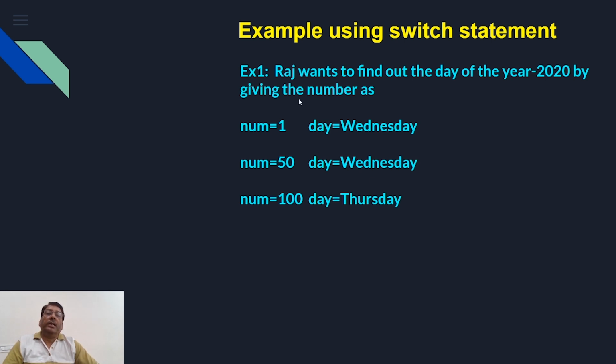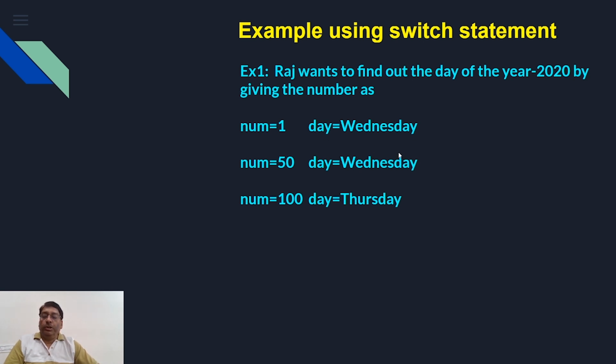You want to accept a number, and then convert that particular number to the day of the week. So we know there are 7 days in a week. Given a number, you divide by 7 and check the remainder, and based on the remainder, if it is 1 as the remainder, then you say it is Wednesday. If it is 2 as the remainder, then you say it is Thursday. If it is 3 as the remainder, Friday, and so on.